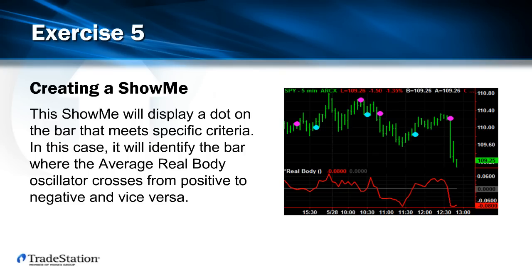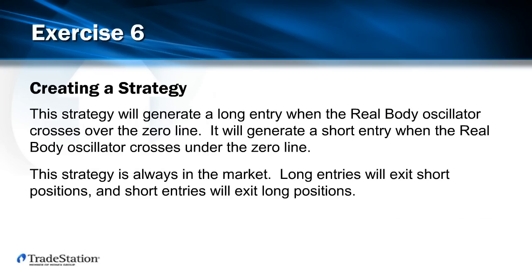When you go here to exercise number 6, it creates a strategy. As you can see in the description, it will generate a long entry when the real body oscillator crosses over the 0 line, and it'll generate a short entry when the real body oscillator crosses under the 0 line. Very simple, very straightforward. Let's see how we can create that in our EasyLanguage development environment.